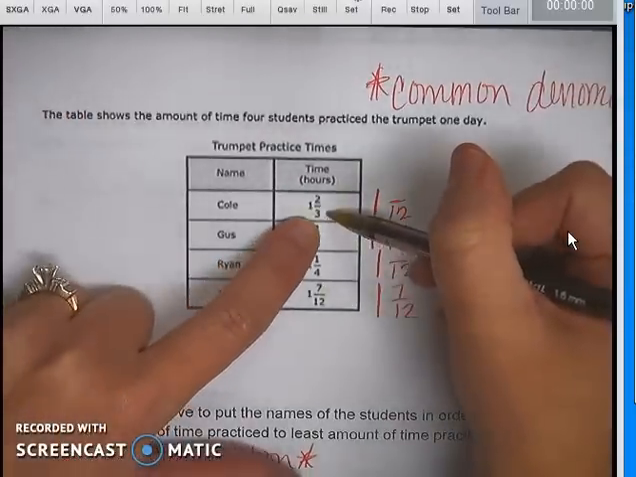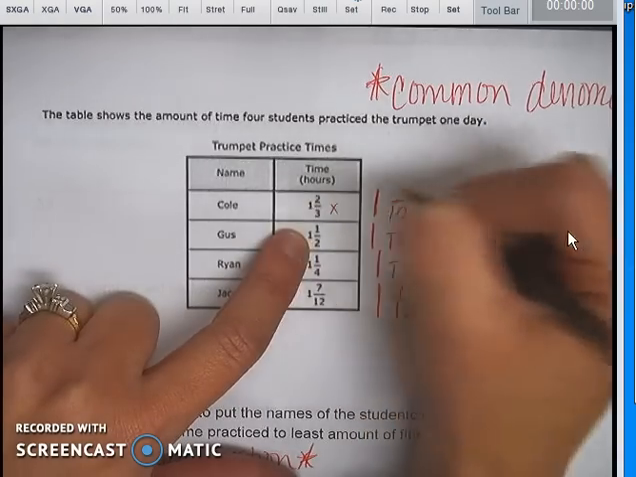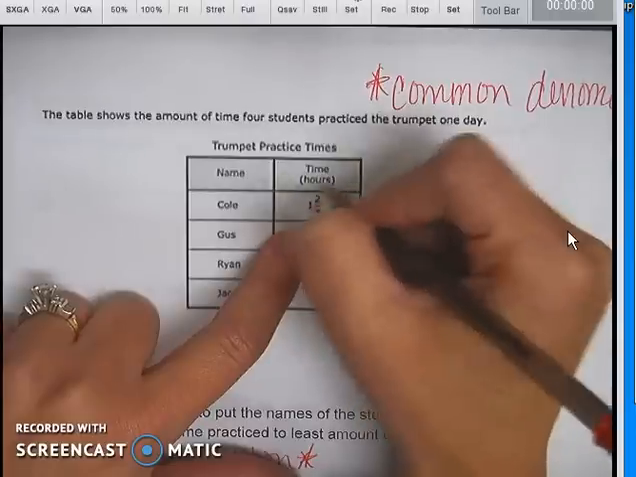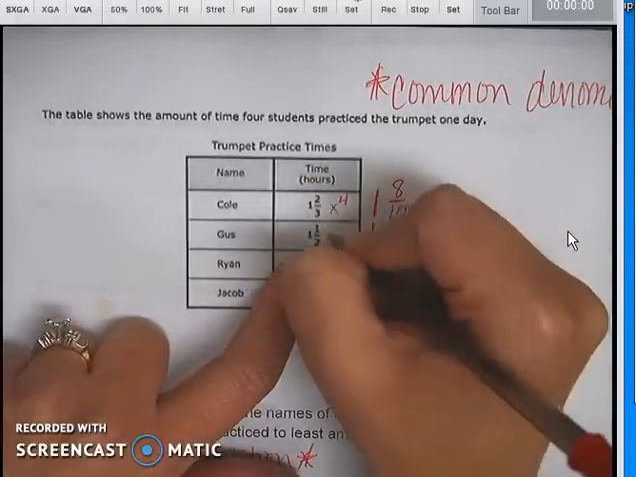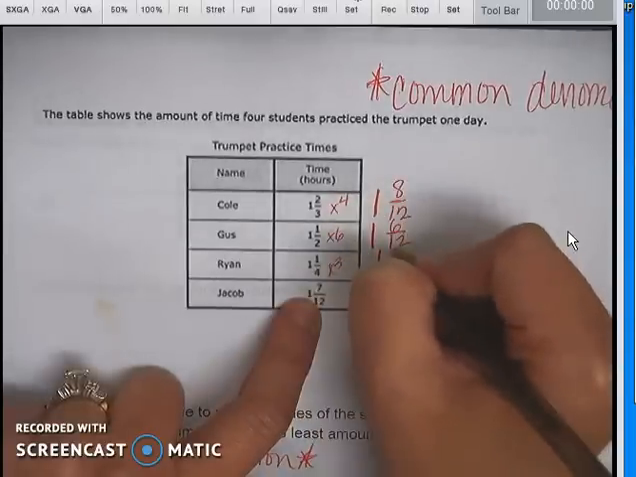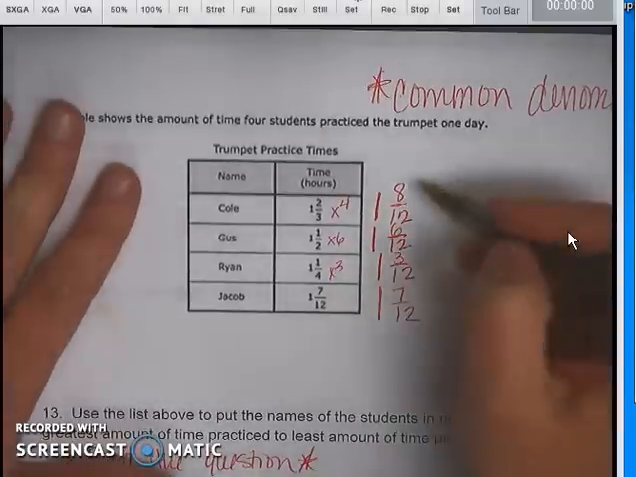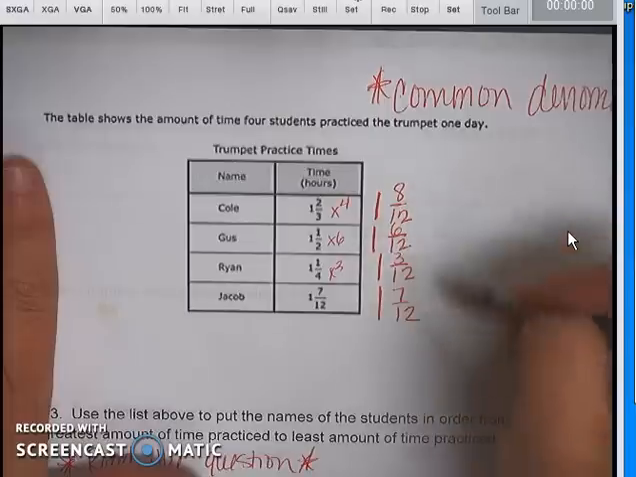So what did I do to this 3 to get 12? Times what? 4. Okay, what's 4 times 2? 8. What did I do to this 2 to get 12? Times 6. So that'll be 6. And this would be times 3. So now I have 1 and 7/12, 1 and 3/12, 1 and 6/12, and 1 and 8/12.